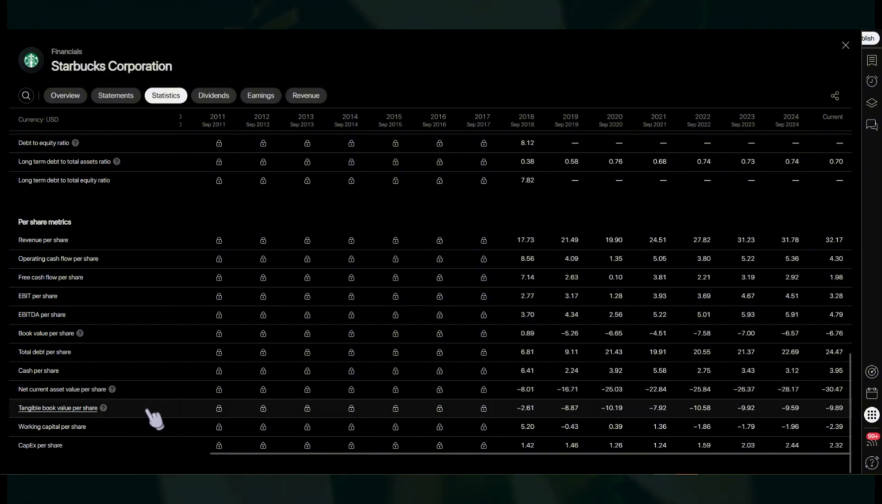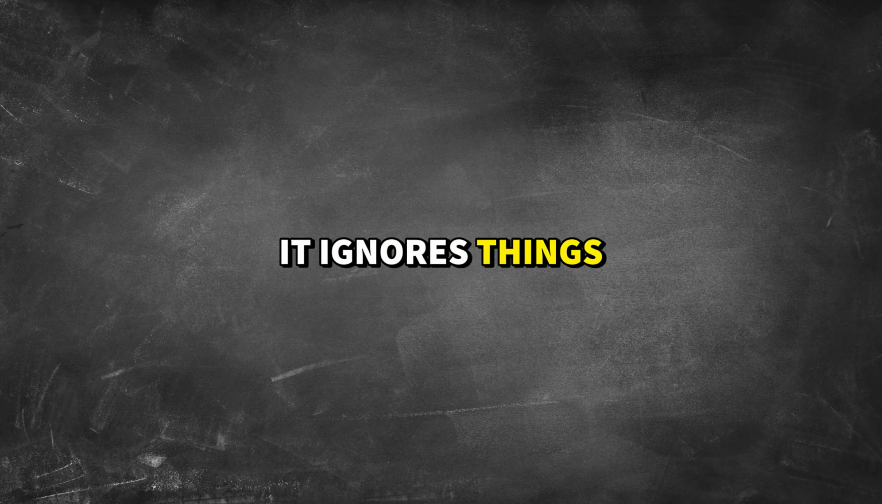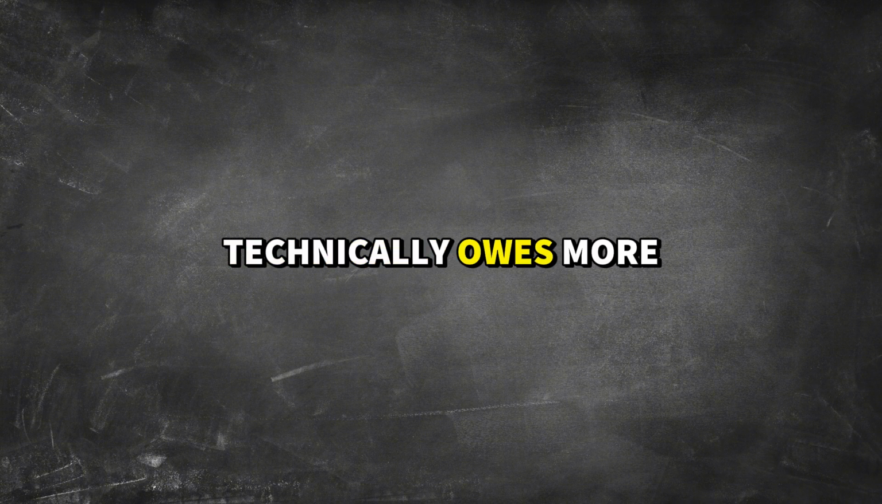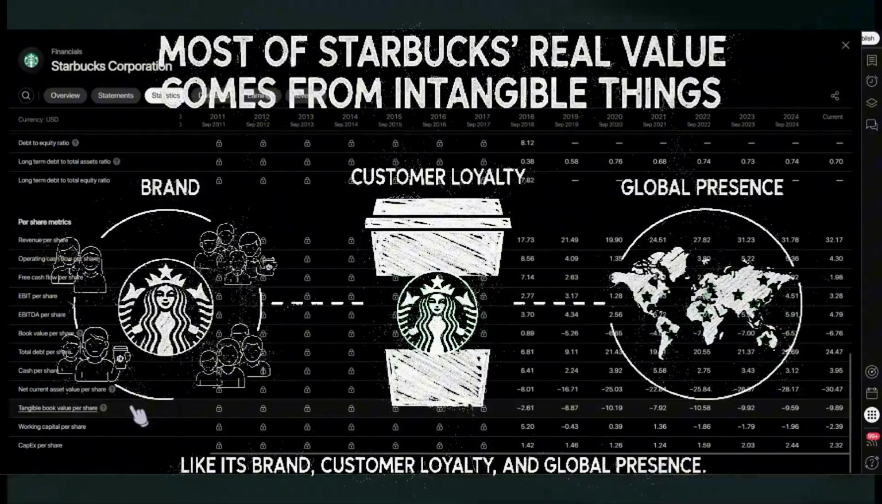Tangible book value per share is negative 9.89. That might sound bad, but here's what it means. Tangible book value measures what would be left for shareholders if Starbucks sold off everything it owns, buildings, equipment, cash, and paid off all its debts. It ignores things like brand value or trademarks. So when it's negative, it means Starbucks technically owes more than the total value of its physical assets. But that doesn't mean the company's in trouble. It just shows that most of Starbucks' real value comes from intangible things, like its brand, customer loyalty, and global presence, not its physical stores.